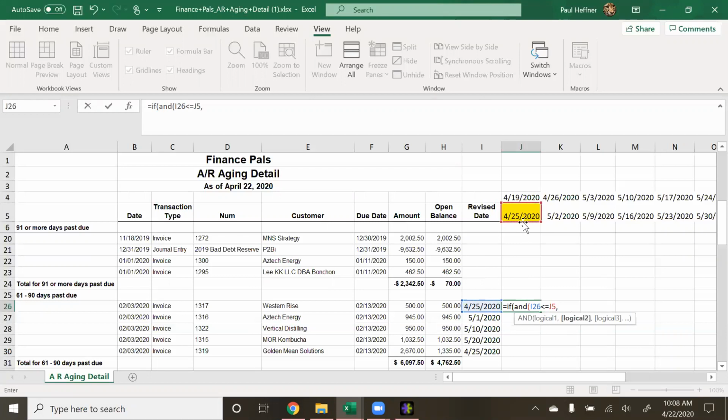or if this one, let's see, 4/20, which one's between the dates here? I think this. And if 4/25 is greater than or equal to this date, then we want it to show this amount here. Otherwise, you want it to show 0.